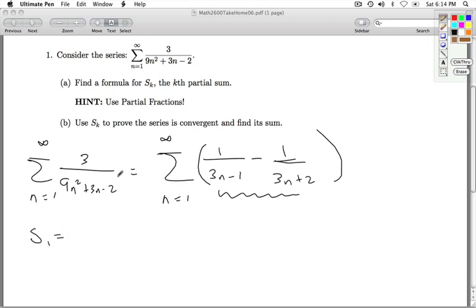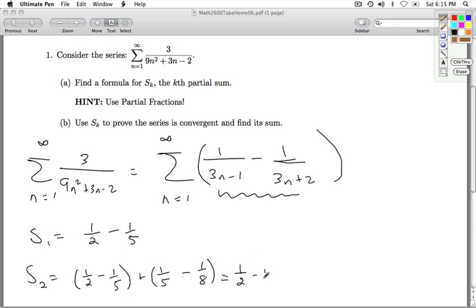So S1 is the first partial sum. I plug in n equals 1. I get 1/2 minus 1/5. For S2, I take the sum of the first two terms, so S1, I have 1/2 minus 1/5, plus, plug in n equals 2, I get 1/5 minus 1/8, and that simplifies. The fifths cancel out to 1/2 minus 1/8.